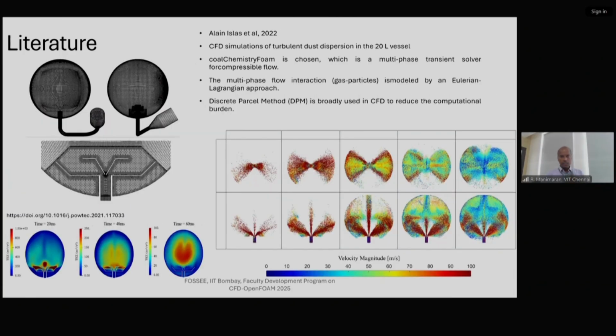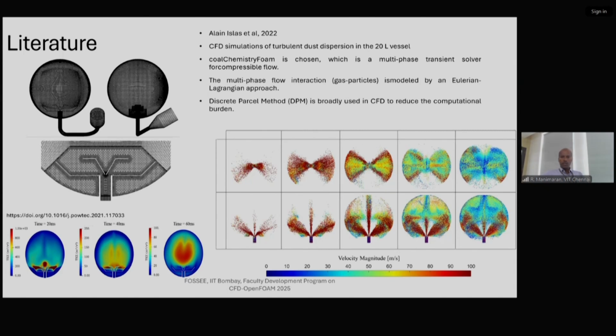So in the next literature by Alan Islas et al., 2022, they've taken a 20-liter vessel in which the coal dust is being dispersed. So they want to simulate the turbulent dust dispersion in the vessel here. The coal is present here and it is being dispersed in a 20-liter vessel.